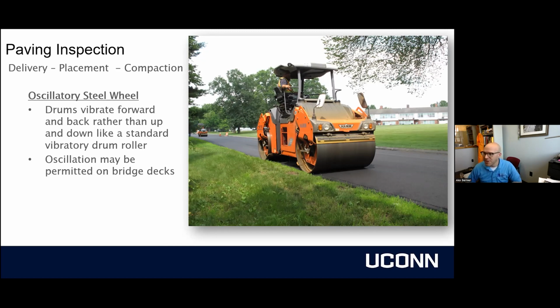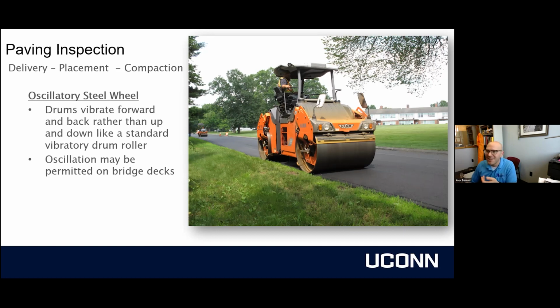So a more modern version of this is called an oscillatory roller. And what happens here is the drums actually vibrate side to side instead of up and down. So they give a real good kneading effect to the material, but it's also less destructive. So you can actually oscillate on a bridge. It's less likely to break utilities. And the interesting thing about oscillation versus vibration is you can tell a difference. Vibration sounds like you're hitting something, whereas oscillation sounds like you're kind of slapping it. Very different sound.